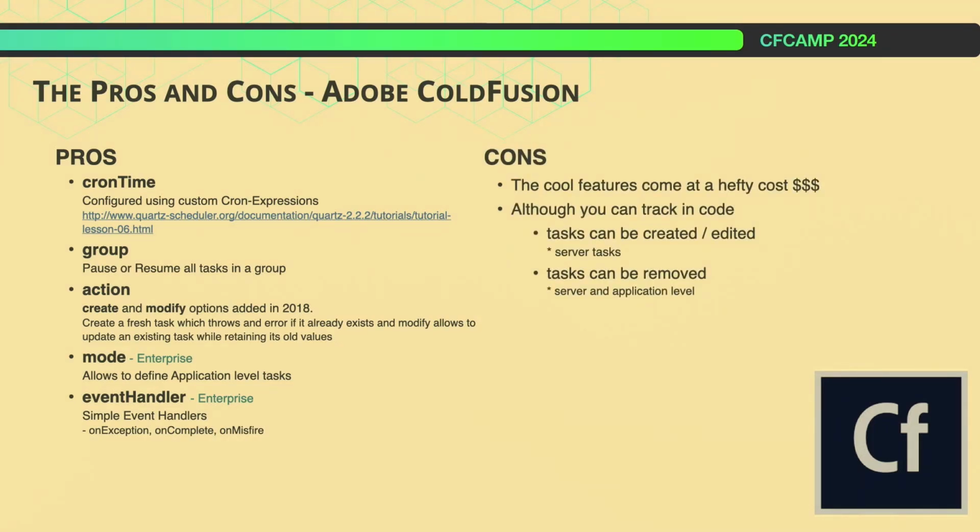But there are also cons, right? They've done this since the initial versions of Adobe ColdFusion. Great. The core features really come at a hefty price because obviously of enterprise, right? But you pay for what you get. You can track a little bit of things in code, right? Tasks can be created, they can be edited, they can be removed at a certain point, right? But it has its benefits and it has its bad things, just like with anything, okay?